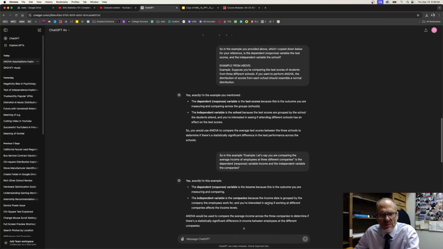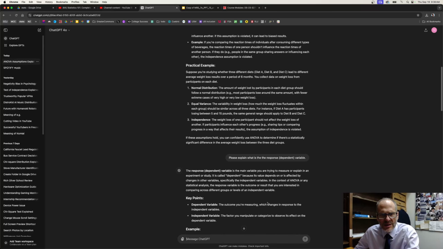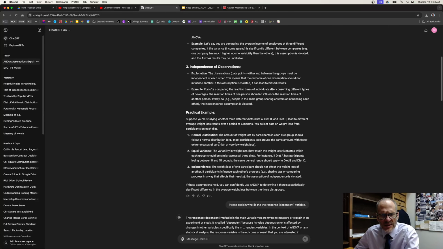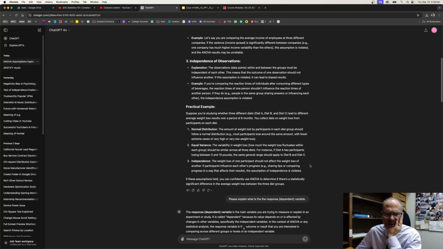There you go. All right, so we left off up here where we are looking at normal distribution, equal variance. The variability in weight loss, how much the weight loss fluctuates within each group, should be similar across all three diets. For instance, if Diet A has participants losing between 5 and 15 pounds, the same general range should apply to Diet B and Diet C. And independence: the weight loss of one participant should not affect the weight loss of another. If participants influence each other's progress, sharing tips or comparing progress, or competing in a way that affects the results, the assumption of independence is violated.